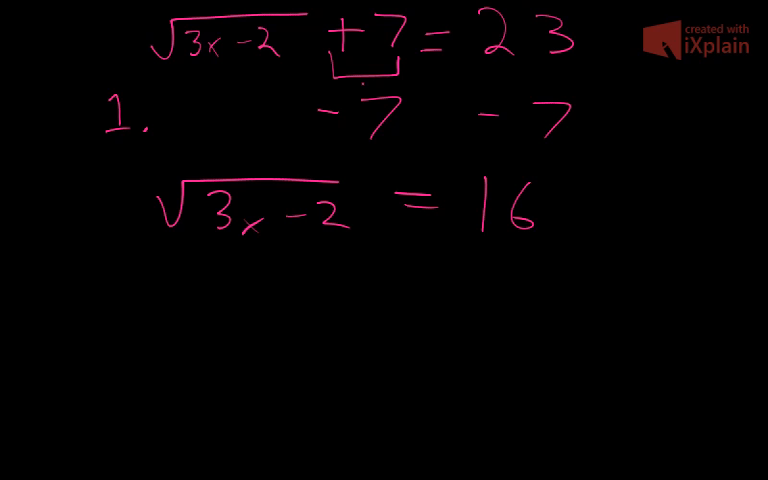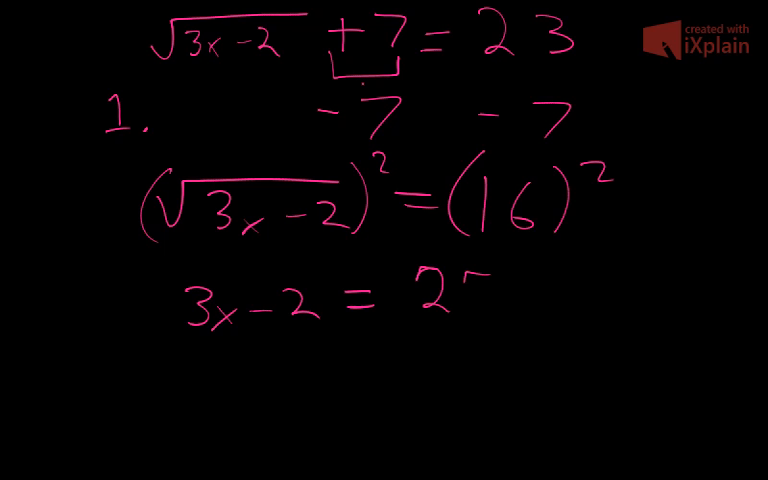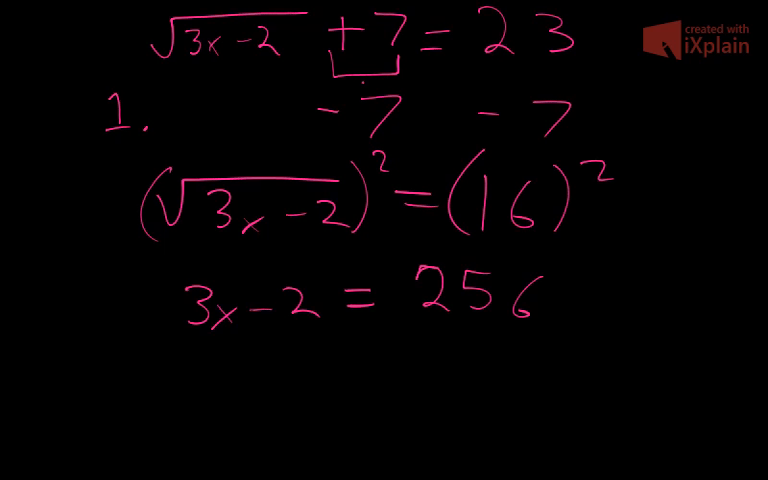Now what I want to do is to square both sides. So I'm going to square this side and square this side. A square root squared just leaves what's on the inside, and that's going to give me 3x minus 2 equals, and on the other side I have 16 squared, which should be 256, I believe. Sounds right.